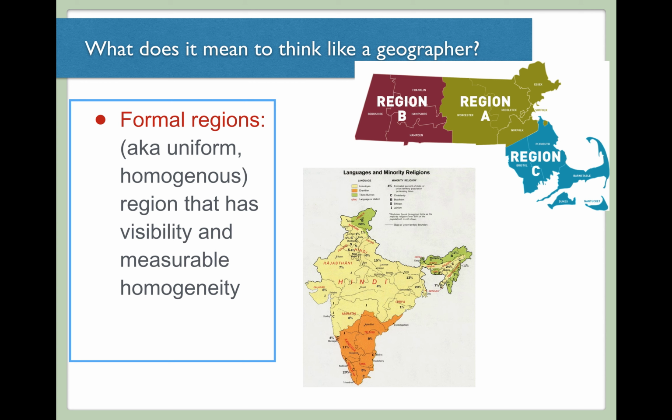A better example here is in India. These are formal regions in India because we can measure where these languages are found. This is where this language family is found. And the orange there, the Dravidian language family, is found here. So formal regions, just consider the exact same thing you would have thought a region to be when you walked in the door to this classroom. There's an area where people have something in common that you can measure with them.